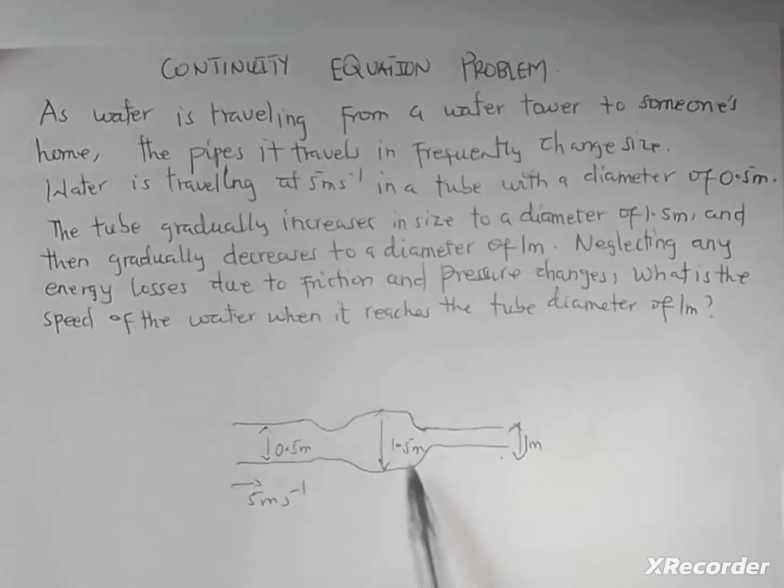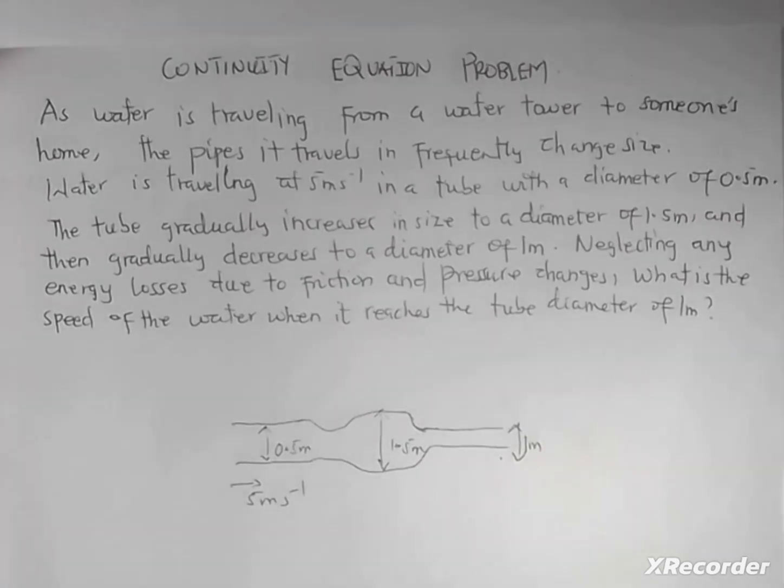Remember that the changes in size are affected by pressure differences, which will be due to energy changes. But the question is saying that we should neglect all those parameters. Now, if you have this pipe, remember the flow of water is not changing. It's only the parameters of this pipe which are changing to accommodate. So when it becomes small, the speed has to increase. Then when it bulges out, the speed is going to decrease. But the rate is actually not changing.